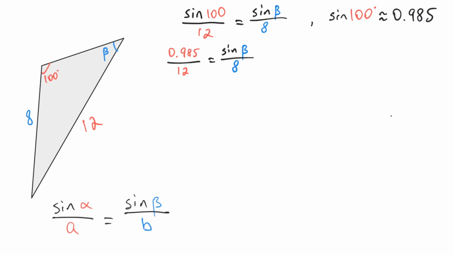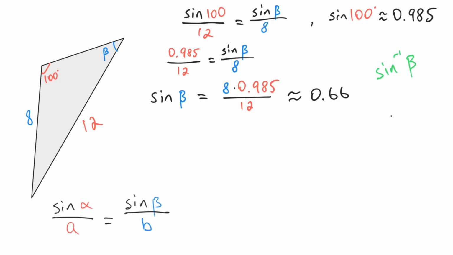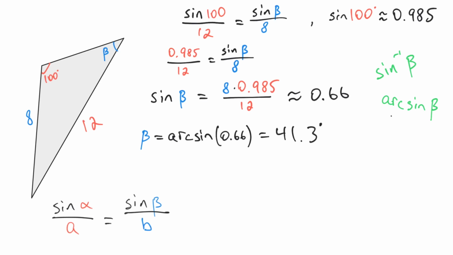And if we rearrange the equation, we know that sine of beta equals 8 times 0.985 divided by 12, which simplifies to about 0.66. So we know that the sine of this angle that we're looking for is equal to 0.66. Now to find out the actual angle, we need to take the inverse of the sine, sometimes called the arc sine. So beta equals inverse of the sine, we write it like this, or arc sine, of 0.66 equals 41.3 degrees. And that's it, it's that simple. That's the angle that we were looking for.